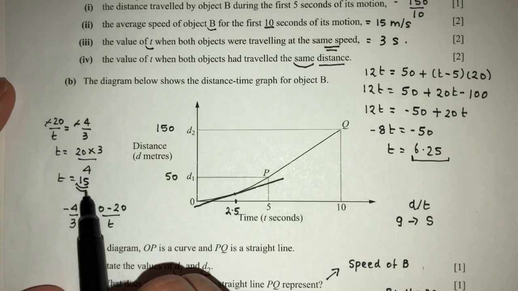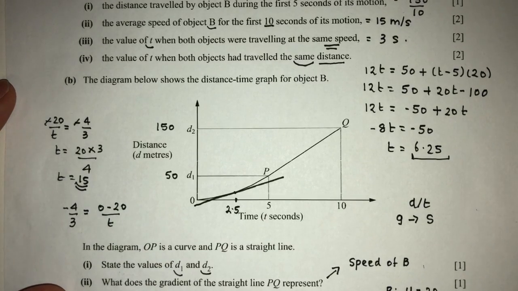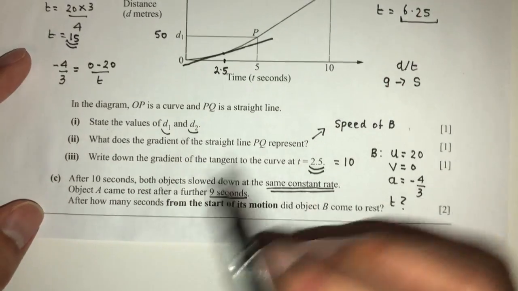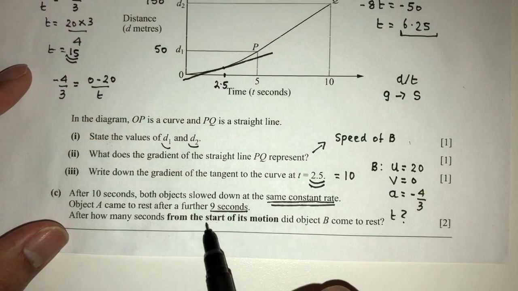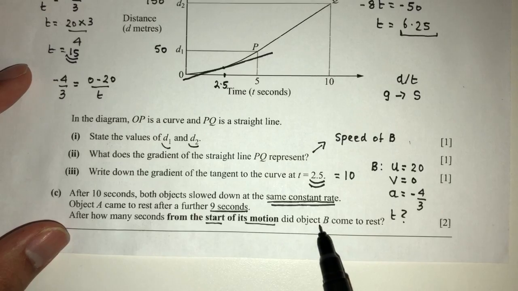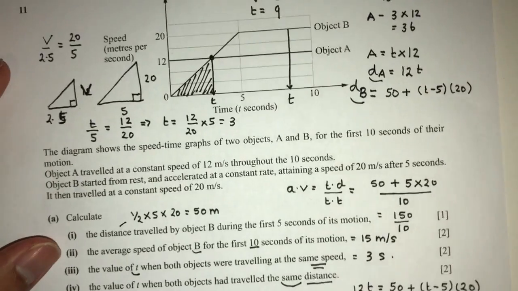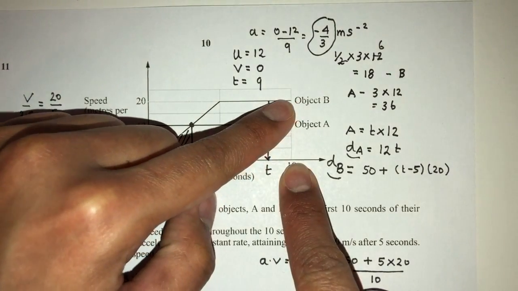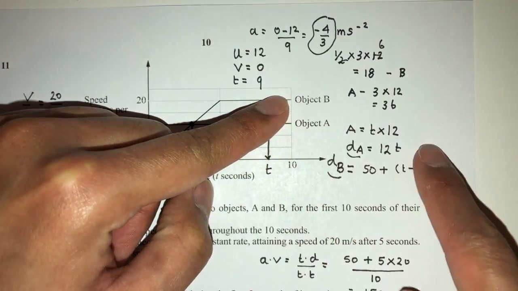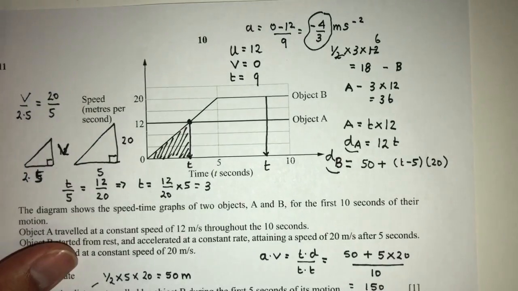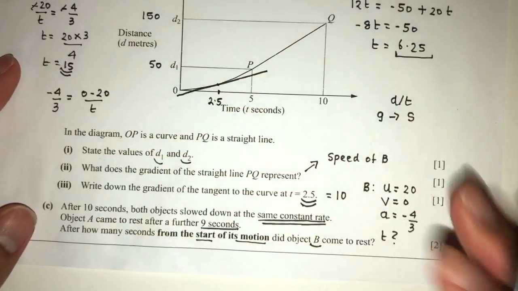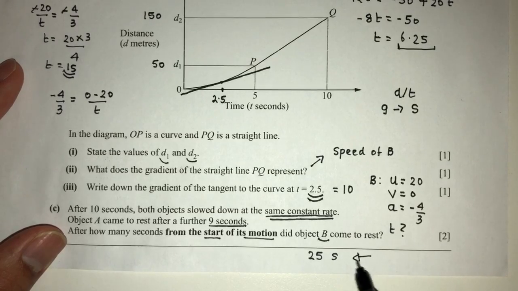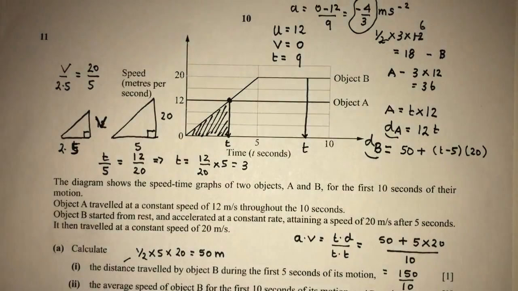So it means that object B takes 15 seconds to come to rest. Now the question asked you is, how many seconds from the start of its motion did B come to rest? As you can see, B took 10 seconds to arrive at this point, and then from this point to come to rest, it took another 15 seconds. So in total, it took 25 seconds. Okay, that will be your answer for part C. And that was question number 11.